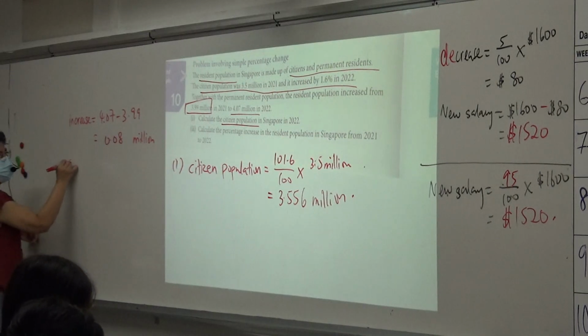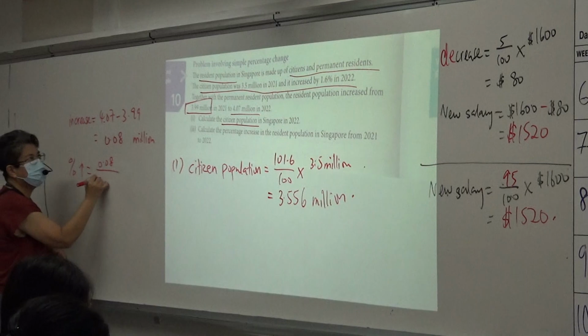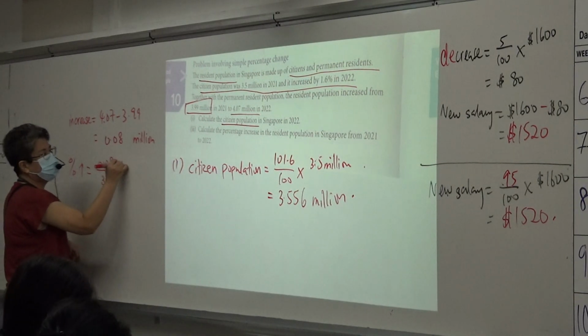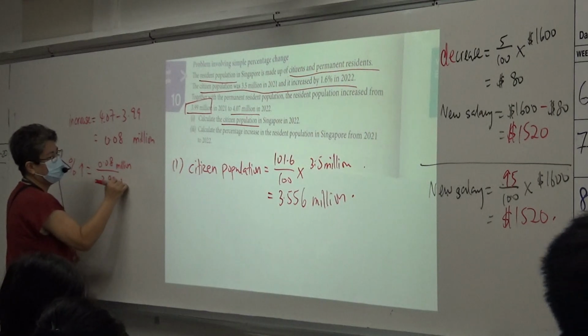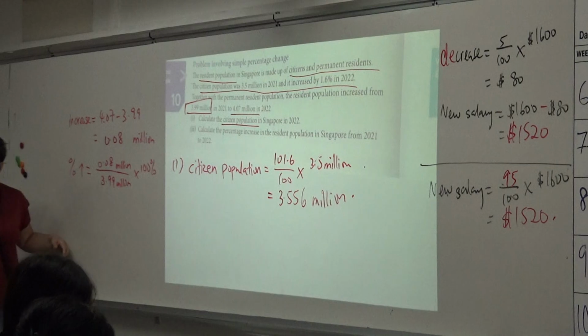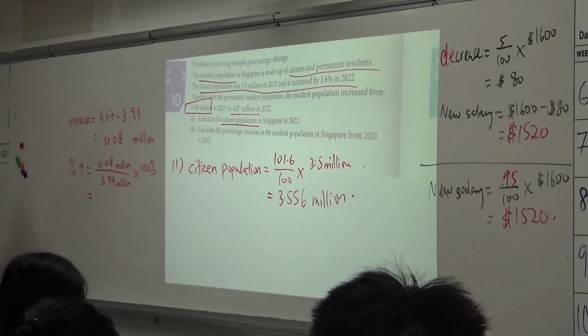0.08 million, right? So the percentage increase will be 0.08 over 3.99, right? This is also million. Times 100%, correct? Yes or no? Okay, use your calculator.